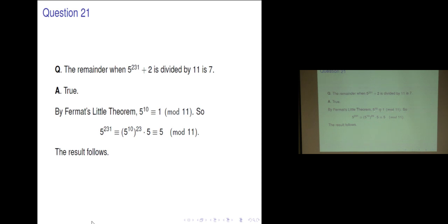we get 5 to the power of 10 is congruent to 1 modulo 11. Therefore, 5 to the 231 is congruent to, you write this as a multiple of 10 plus an extra 1, so this is equal to 5. Now we have an extra 2 here, so if you add the 2, you get 7. So the result is correct. Is this okay? Okay, good.